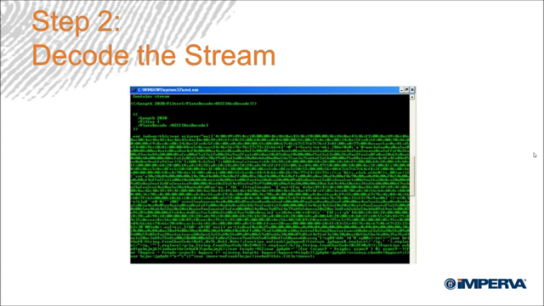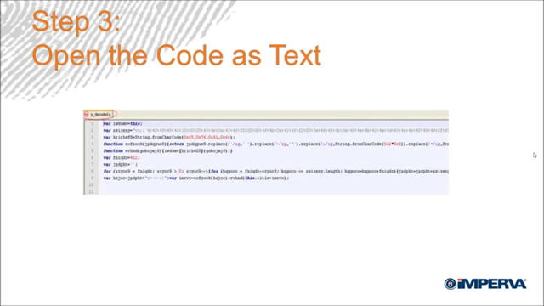This second image shows how the stream is decoded, but additional analysis is required to make sense of it. Again, we will open this code with a text editor to understand its purpose. Opening this code as text, you can see some JavaScript, which is another red flag. We will now work to determine its intention.